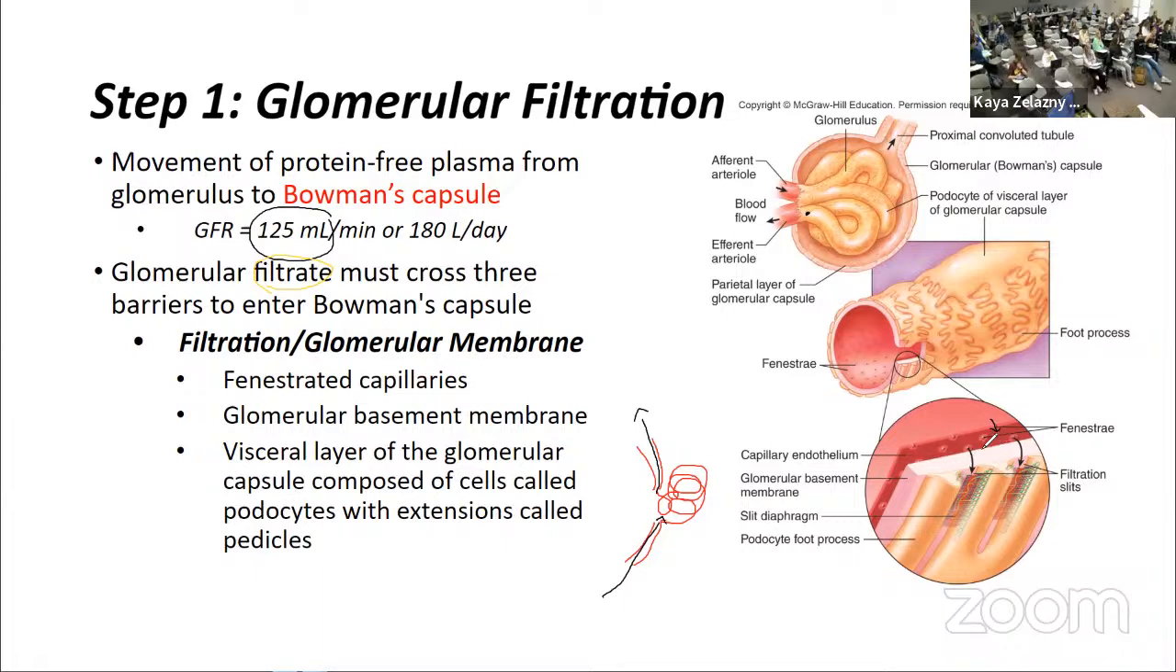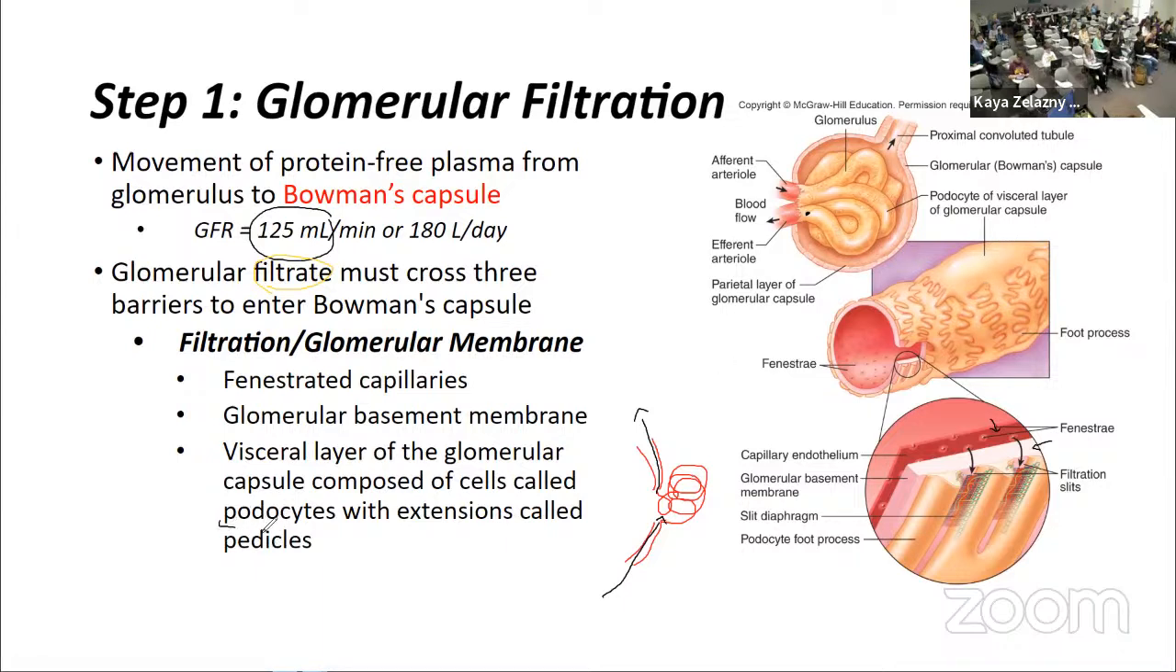Okay. The filtrate then has to cross a basement membrane. So that's this middle layer here. Okay. And then it's going to go through these features called filtration slits. So we have another layer of cells sitting on top of this capillary bed. So this is part of our glomerular capsule. And these cells are called podocytes.